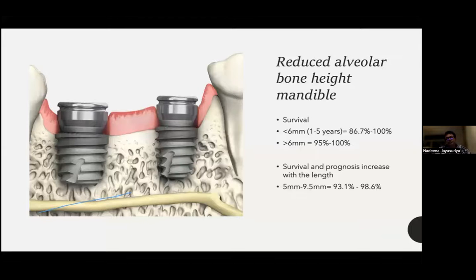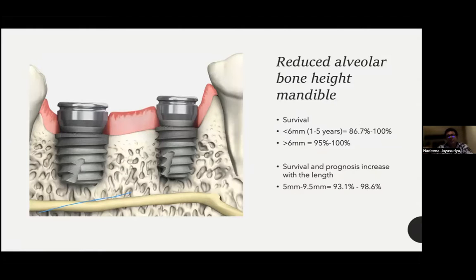And also remember, if you don't have enough bone, there are short implants. You can see the studies; they too survive a long time.